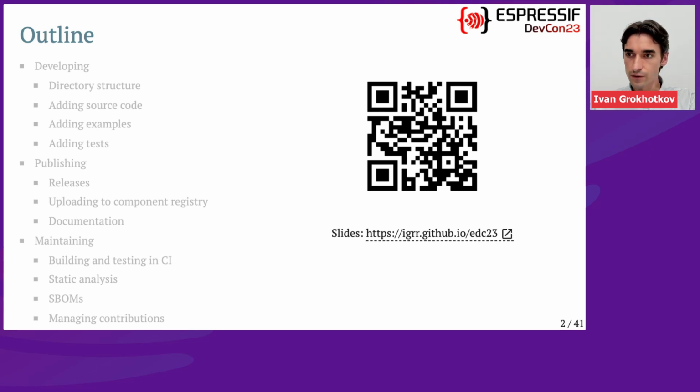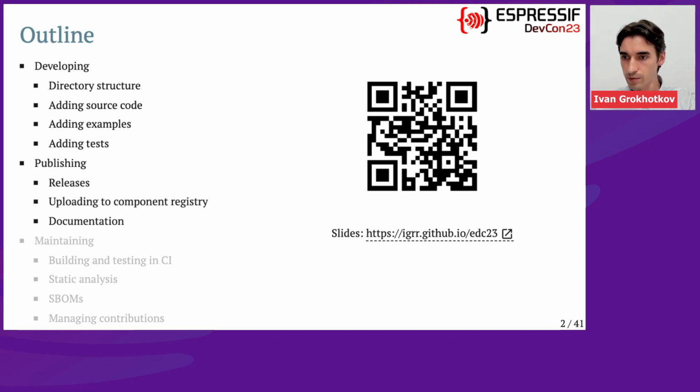The plan is first to take a look at developing the component, go over the structure, adding source code, examples, tests, and other basics. Then look at publishing the component and publishing the documentation. And finally, go over some maintenance topics related to CI and also managing contributions.